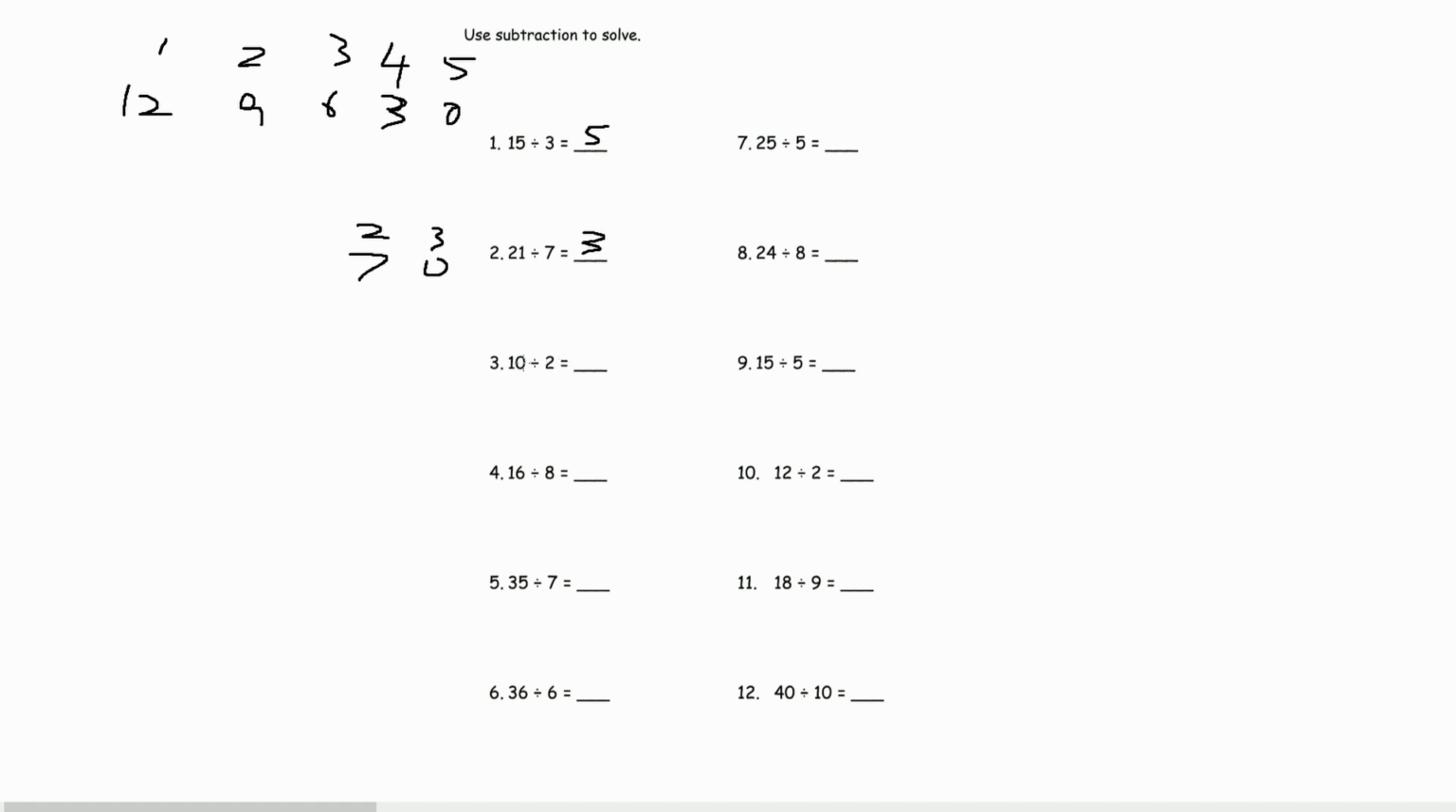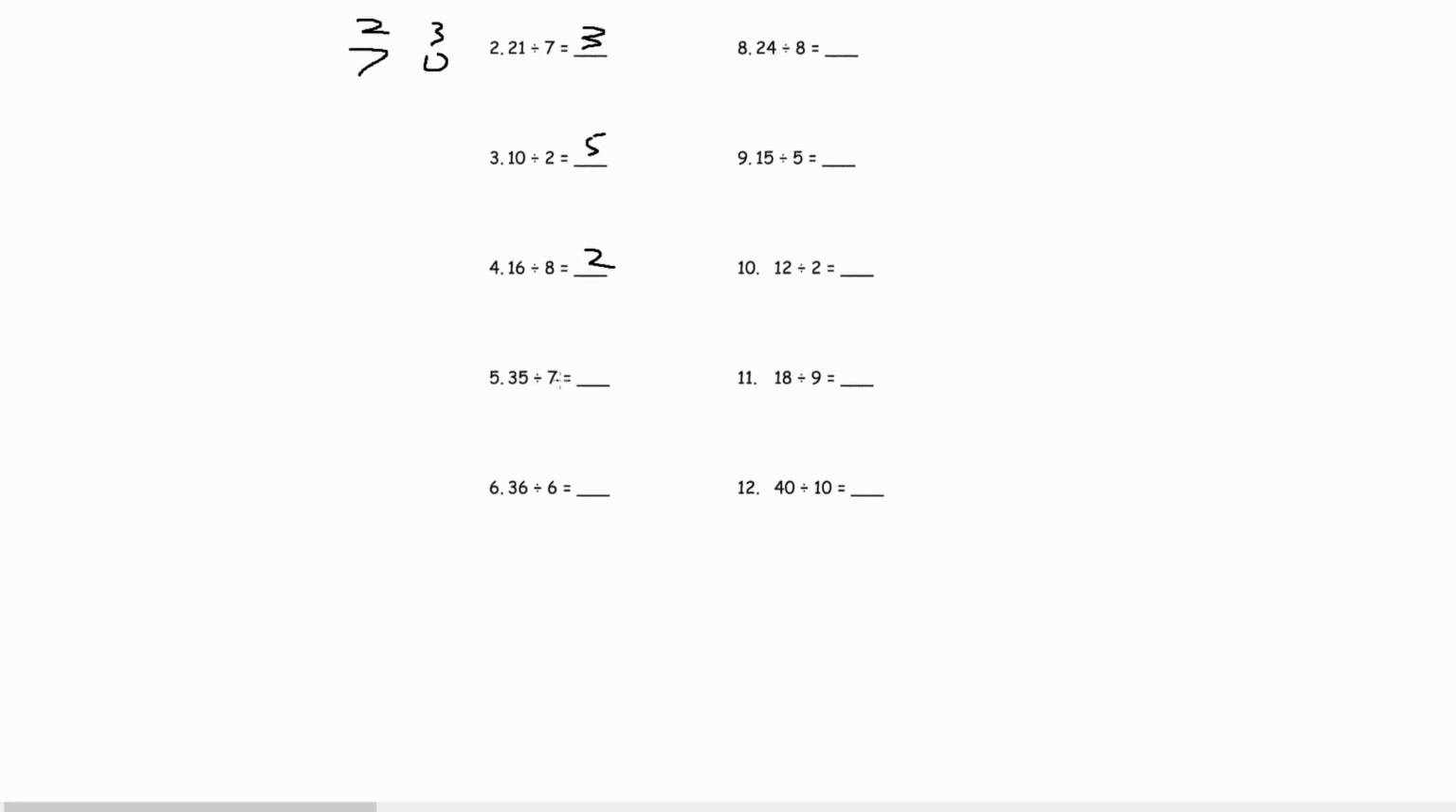10 minus 2, minus 2, minus 2, minus 2. And we have to do that 5 times. And then from 16, we only need to subtract 8 twice to get 0. From 35, to get to 0, we need to subtract 7 5 times.